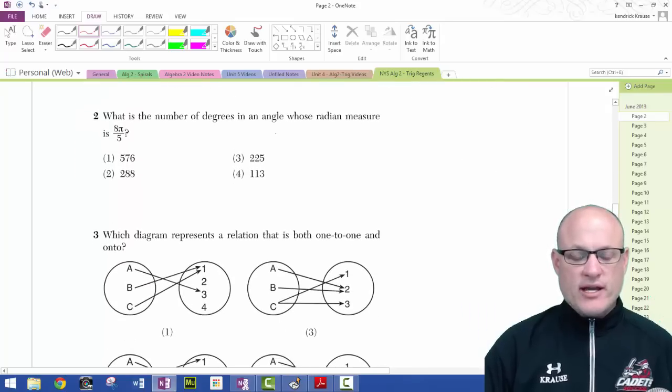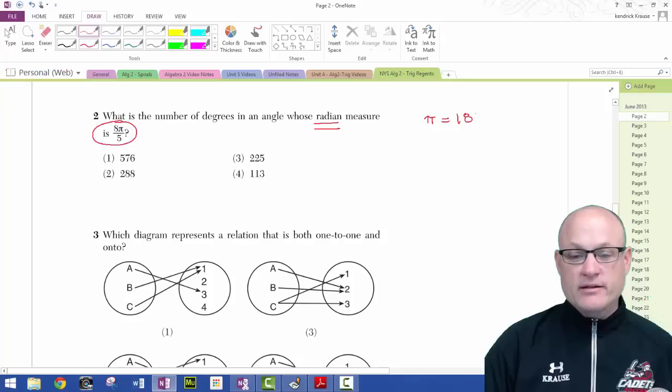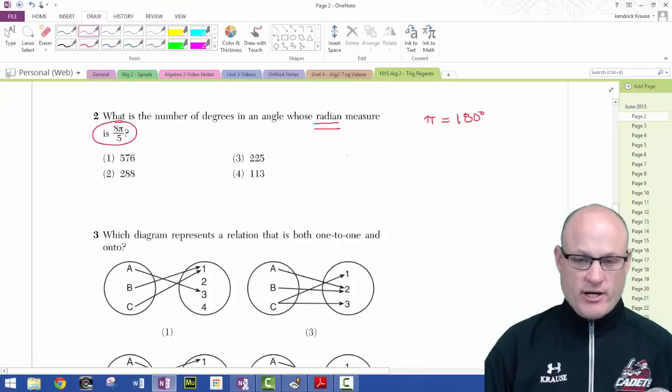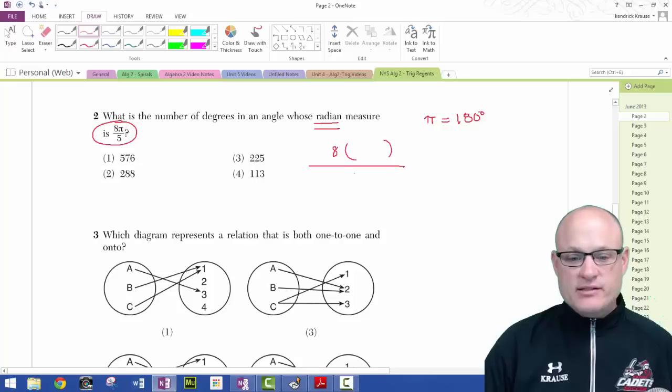What is the number of degrees in the angle whose radian measure is 8 pi over 5? The easiest way to handle these is to remember that pi is the same as 180 degrees. So you're going to replace this. Now I know most teachers will say multiply by 180 over pi. Really, what you're doing is replacing pi with its degree equivalent, which in this case is 180 degrees. So we'll replace that with 180 degrees.